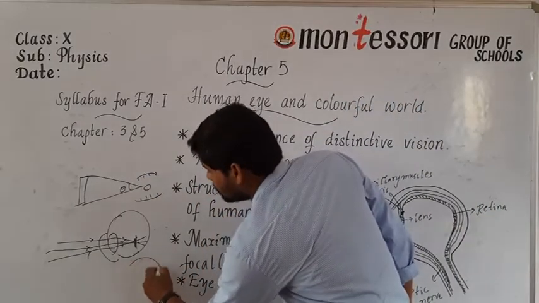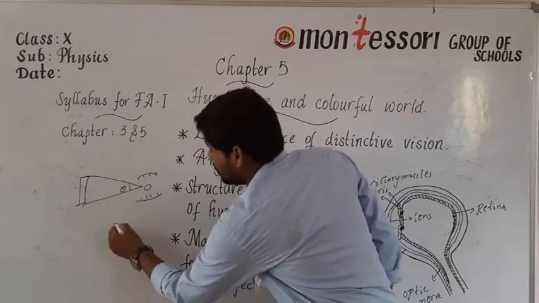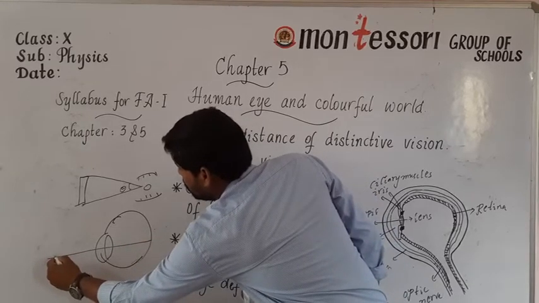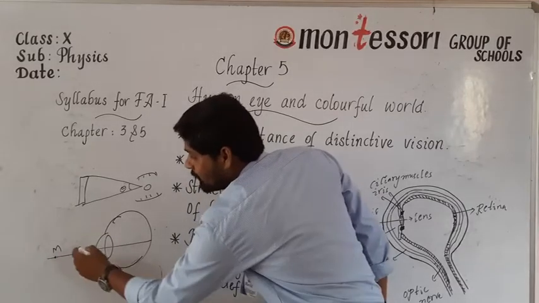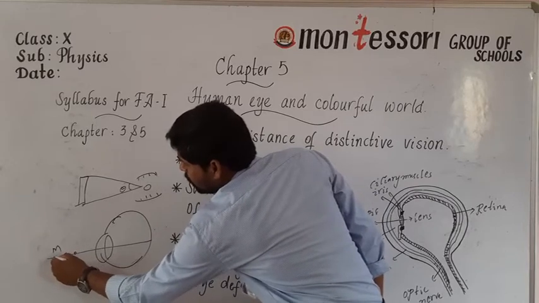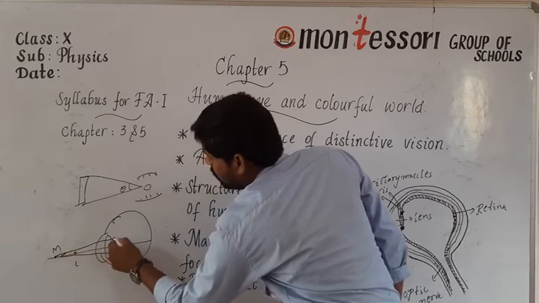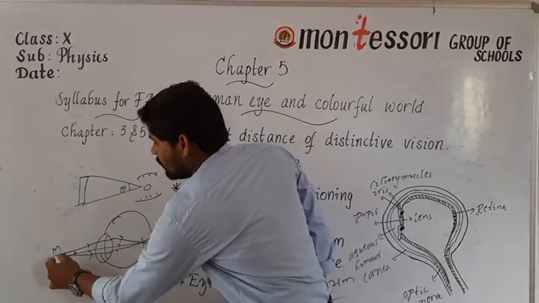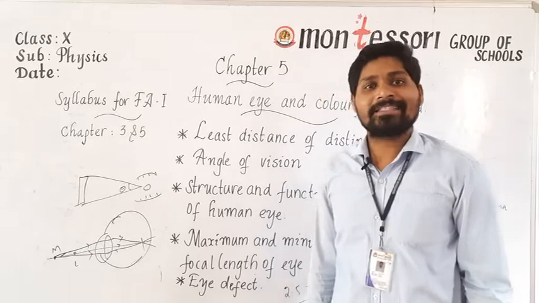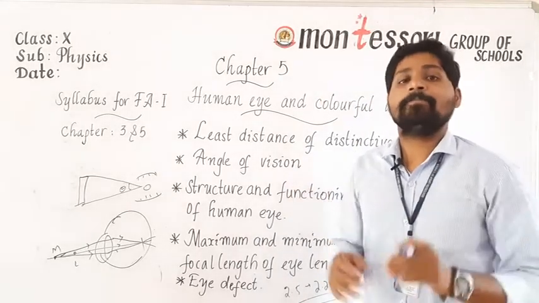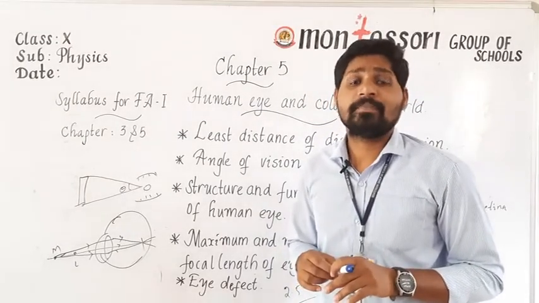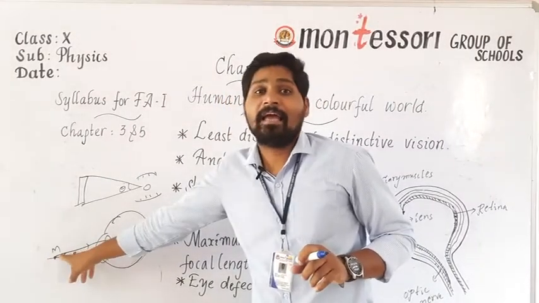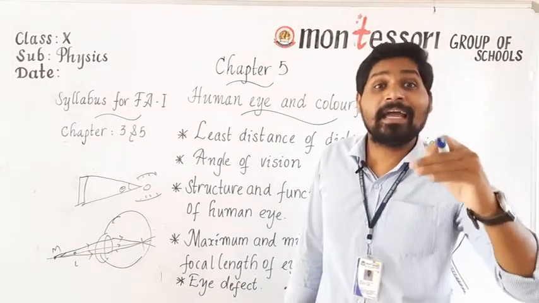For example, look here. This is M. Here M is nothing but the far point. The far point is the point of maximum distance at which an eye lens can form an image on the retina. People suffering with myopia can see an object placed at M, the far point, and between M and L. They cannot see an object present beyond M.